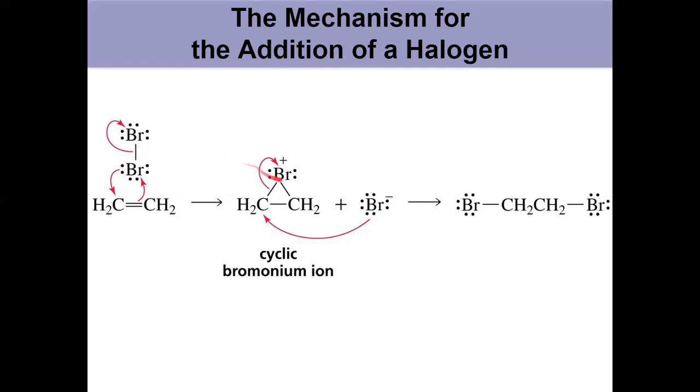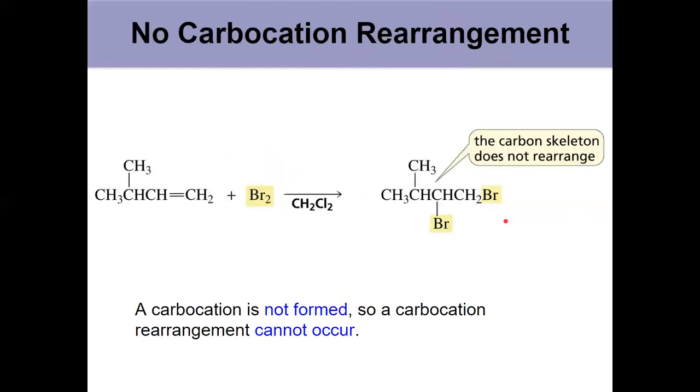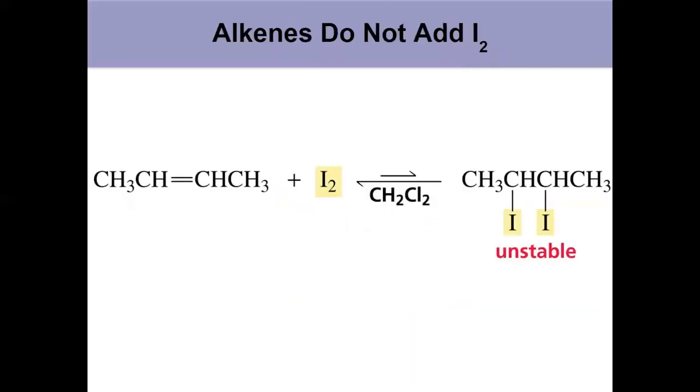Right, just change the bromines to chlorines throughout. Same mechanism. I already mentioned no carbocation rearrangement, so that's super convenient. Okay, but notice we've only done this with bromine and chlorine. Alkenes don't add F2 and they don't add I2. The reaction with fluorine, F2, is explosive, and the reaction with I2, iodine, is thermodynamically unfavorable.